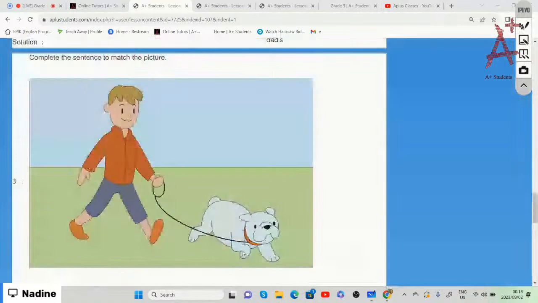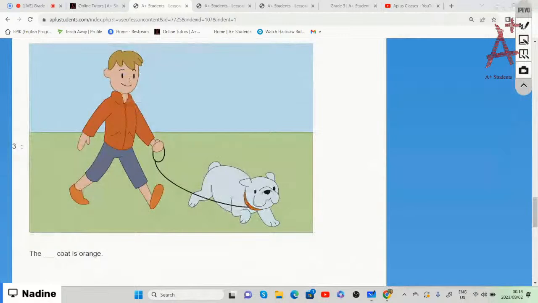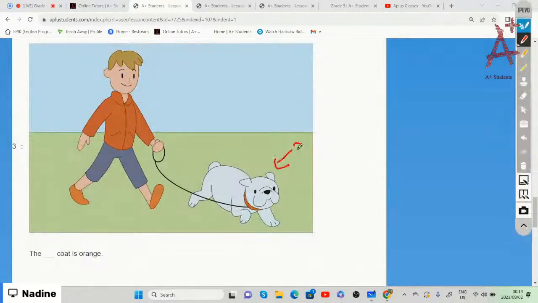All right. So in this picture, what do we see? We see a dog and we see a boy. So we see the boy and we see a dog. So now it's saying the coat is orange. So whose coat is orange? Is it the boy or is it the dog? We need to say whose coat is orange. It's either the boy's or the dog's coat is orange.